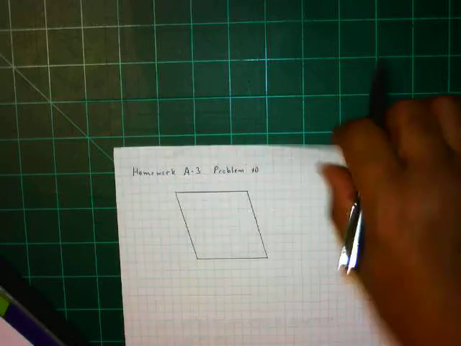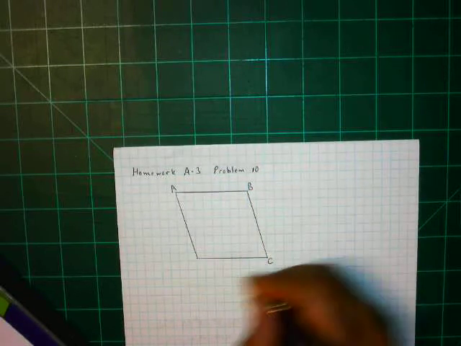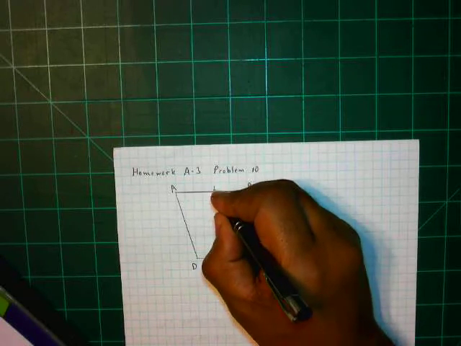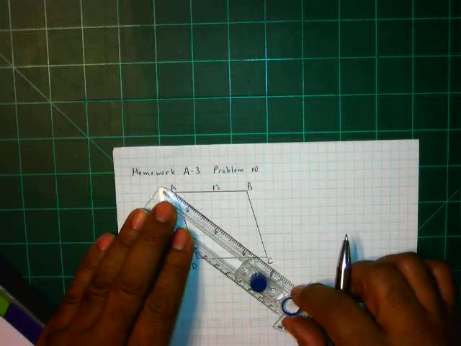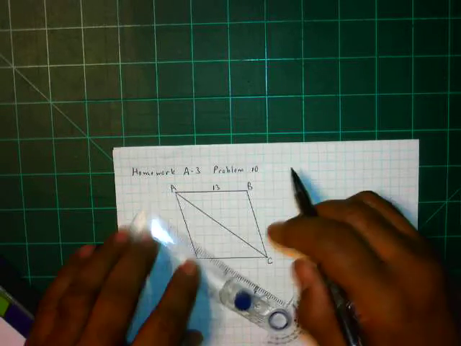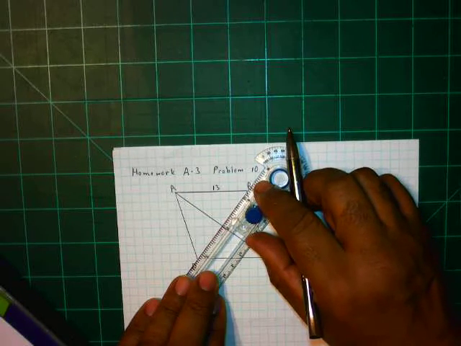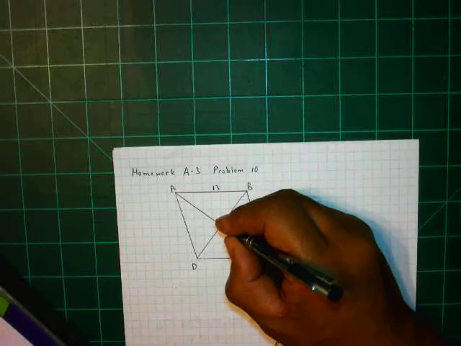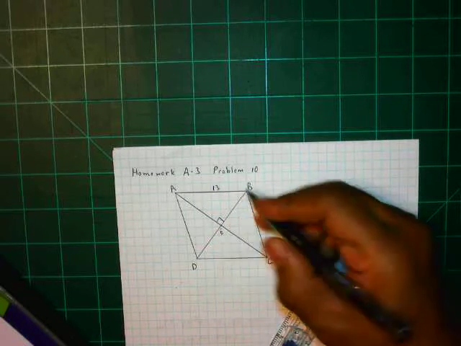Okay, so I'm going to label this A, B, C, and D. Now side AB has a length of 13. And I'm going to draw my 2 diagonals. And one of the properties of a rhombus is these diagonals form a right angle when they intersect. So this is a right angle. This is point E here. And I'm looking for EB.